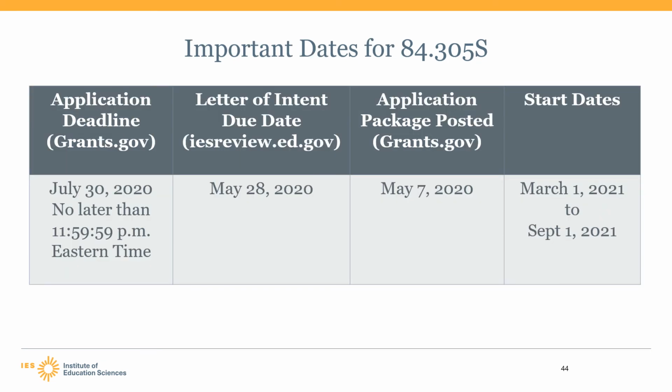This slide includes important dates for 84.305S. Applications must be received at grants.gov no later than July 30th, 2020 at 11:59 p.m. Eastern Time. Letters of intent are due on May 28th, and the application package will be posted on grants.gov on May 7th. The possible start dates for the award are between March 1st, 2021 and September 1st, 2021.